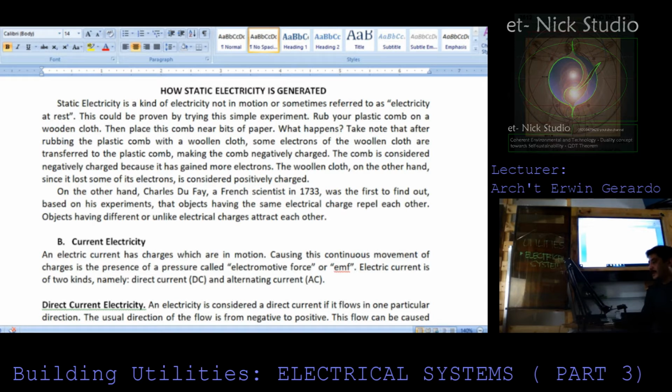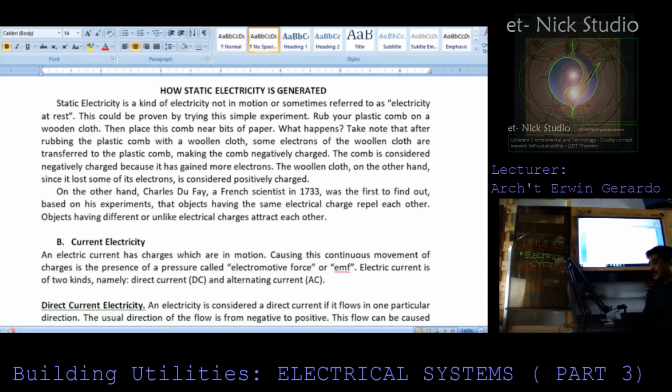What happens? Take note that after rubbing the plastic comb with a woolen cloth, some electrons of the woolen cloth are transferred to the plastic comb, making the comb negatively charged. The comb is considered negatively charged because it has gained more electrons. The woolen cloth, on the other hand, since it lost some of its electrons, is considered positively charged.